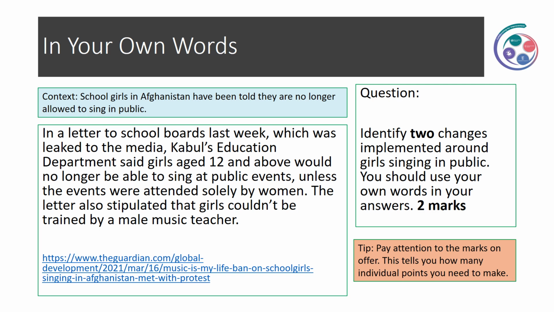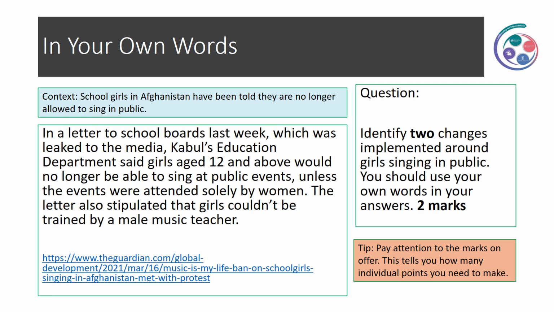The question is, identify 2 changes implemented around girls singing in public. You should use your own words in your answer. So this question is worth 2 marks. I would always allow myself around about 1.5 minutes per mark, so this question should take you around 3 minutes to answer. Pay attention to the marks on offer as they tell you how many points that you need to make. So in this case it's 2.